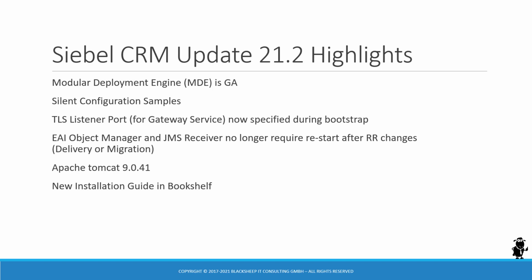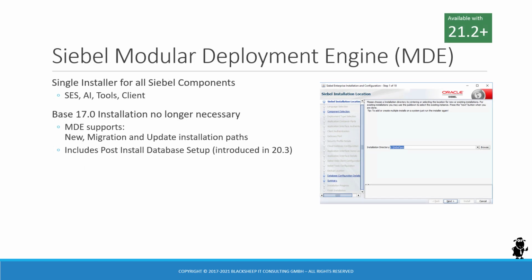So let's have a closer look at the Modular Deployment Engine, or MDE. The biggest thing to know about it is that this replaces the base and update installer combination that you had to use until and including 21.1. So if you wanted to install 21.1, you had to run the 17.0 base installer and then run the 21.1 update installer on top. That is true for SES, AI, tools, and the client.